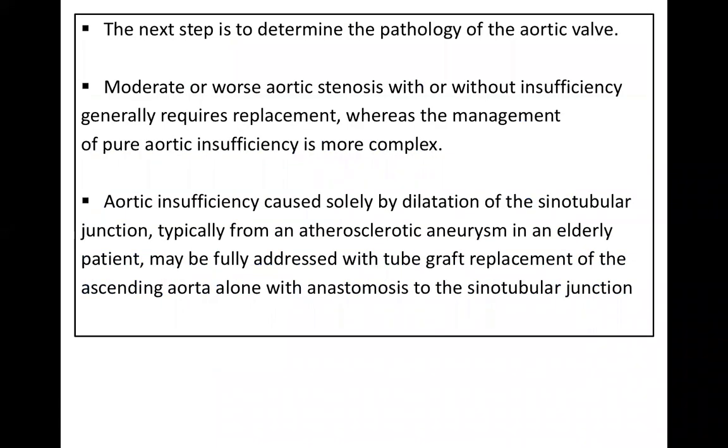The next step is to determine the pathology of the aortic valve. Moderate or severe aortic stenosis with or without insufficiency generally requires a replacement, whereas the management of pure aortic insufficiency is more complex. Aortic insufficiency caused by slow dilatation of the sinotubular junction, typically from an aortic aneurysm in an elderly patient, may be fully addressed with tube graft replacement of the ascending aorta along with anastomosis to the sinotubular junction.